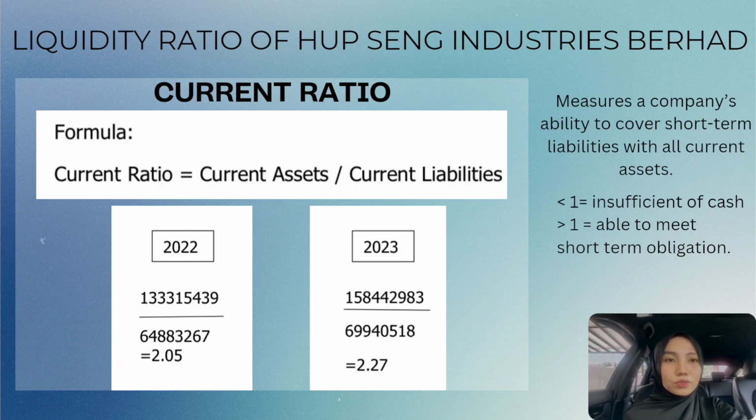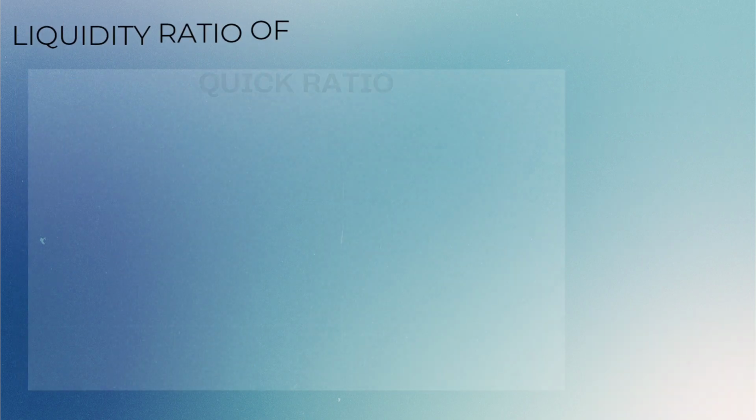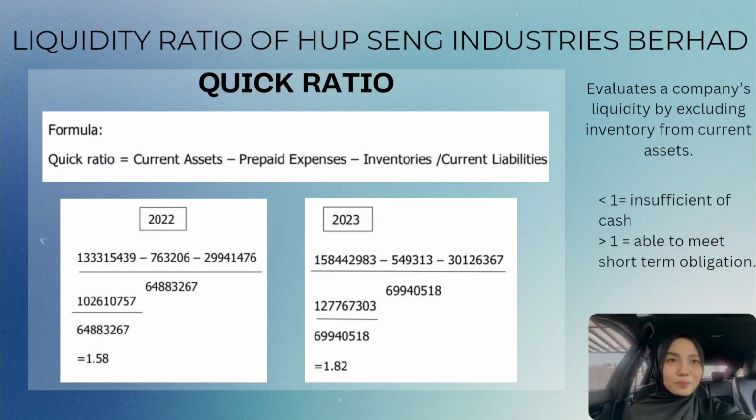This increase from 2.05 in 2022 to 2.27 in 2023 is a positive sign. It indicates that Hup Seng Industries Berhad was better at covering its short-term debts with its assets in 2023 compared to the previous year. This improvement suggests that the company's financial health is strengthening, which is a good sign for creditors and investors. Next, let's look at the quick ratio, which is a more stringent measure of liquidity.